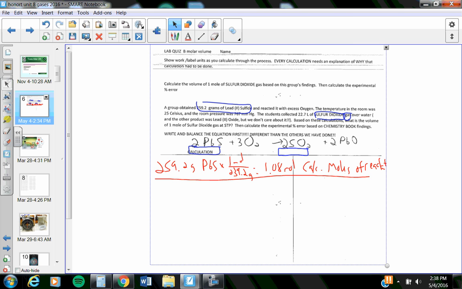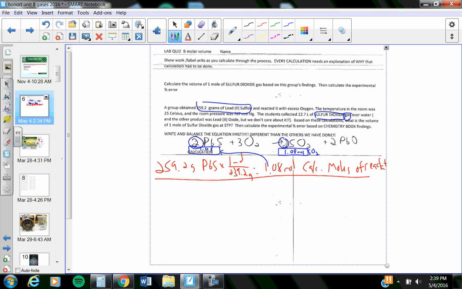The reason we need to know the moles of reactant is because that helps us predict. If I write 1.08 moles here, I've got to look at the mole ratio of this to this. That means that we should get 2 makes 2, so 1.08 will make 1.08 moles of SO2. That's one of the things that we have to do.